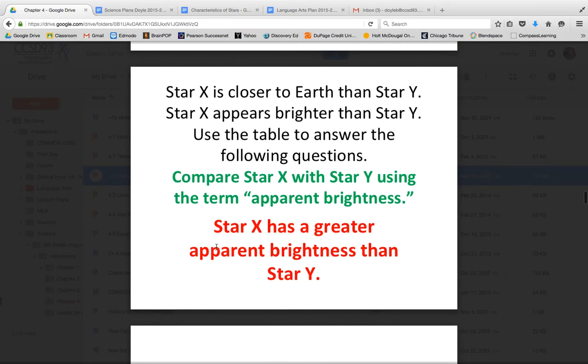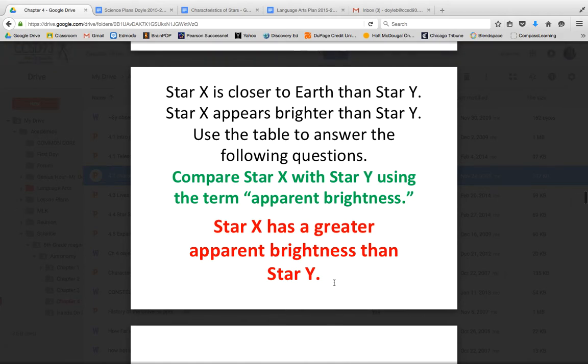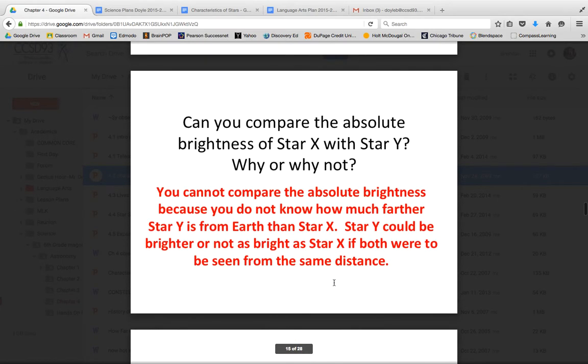Star X is closer to the Earth than star Y. Star X appears brighter than star Y. Use the table to answer the following questions. Compare star X with star Y using the term apparent brightness. Star X has a greater apparent brightness than star Y because it appears brighter.